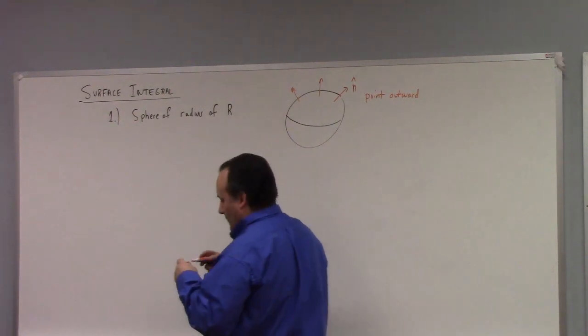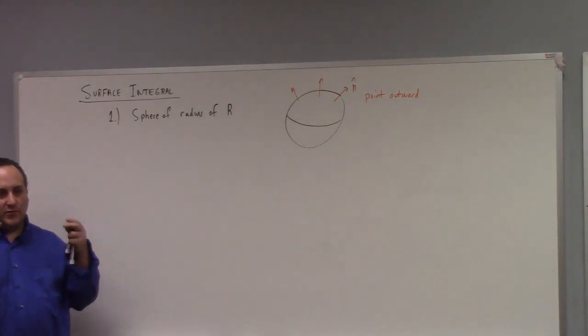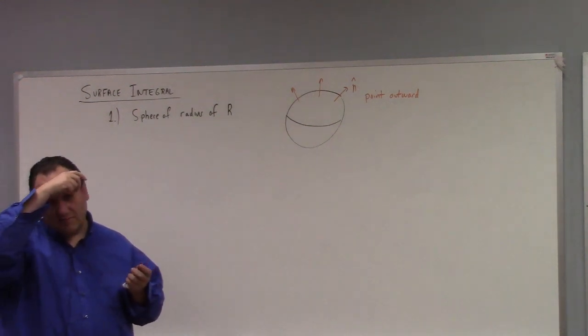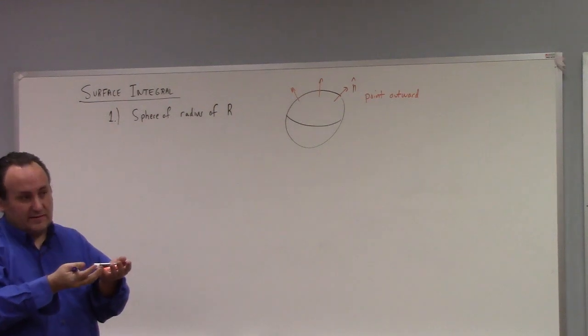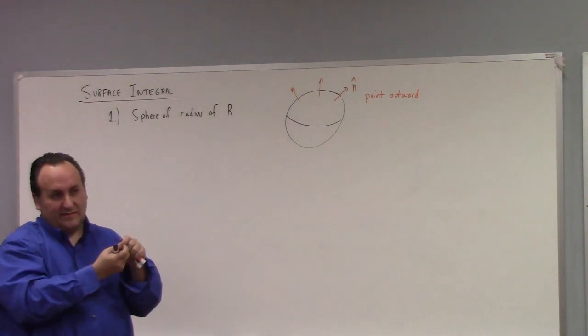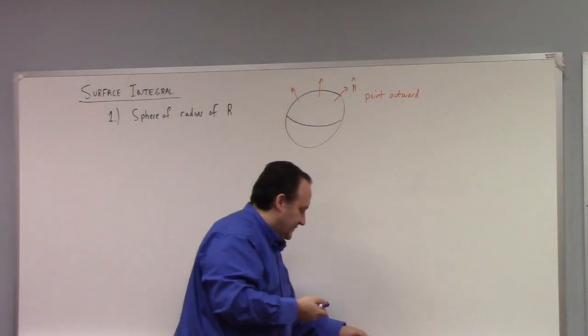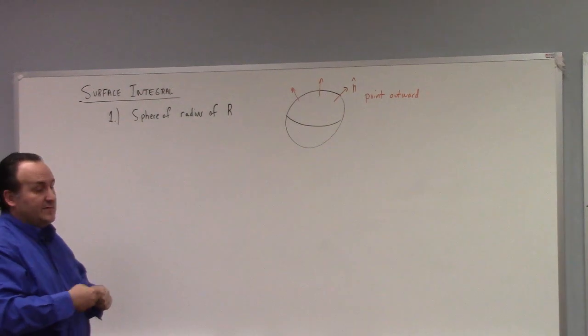All right, pointing outward is, by definition, the positive orientation for a closed surface. What's a closed surface? It's a surface which doesn't have an edge, just like a closed curve doesn't have, in some sense, an endpoint. It closes back on itself. Same for a surface. Now, the question is, how do you parameterize a sphere?